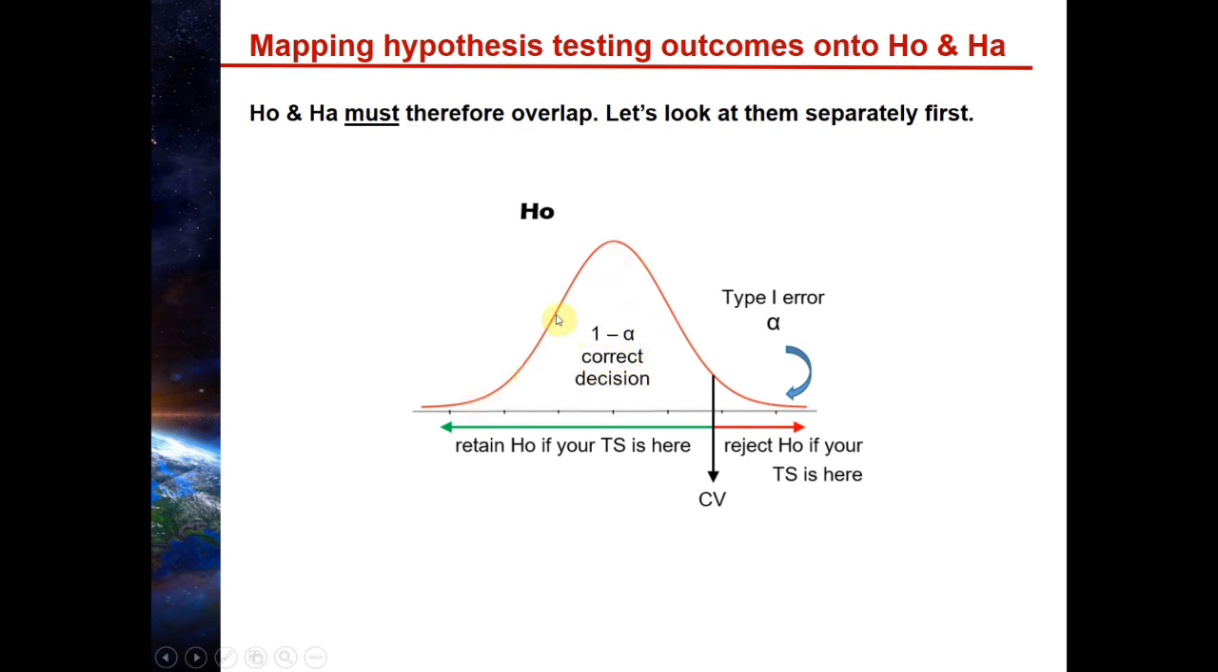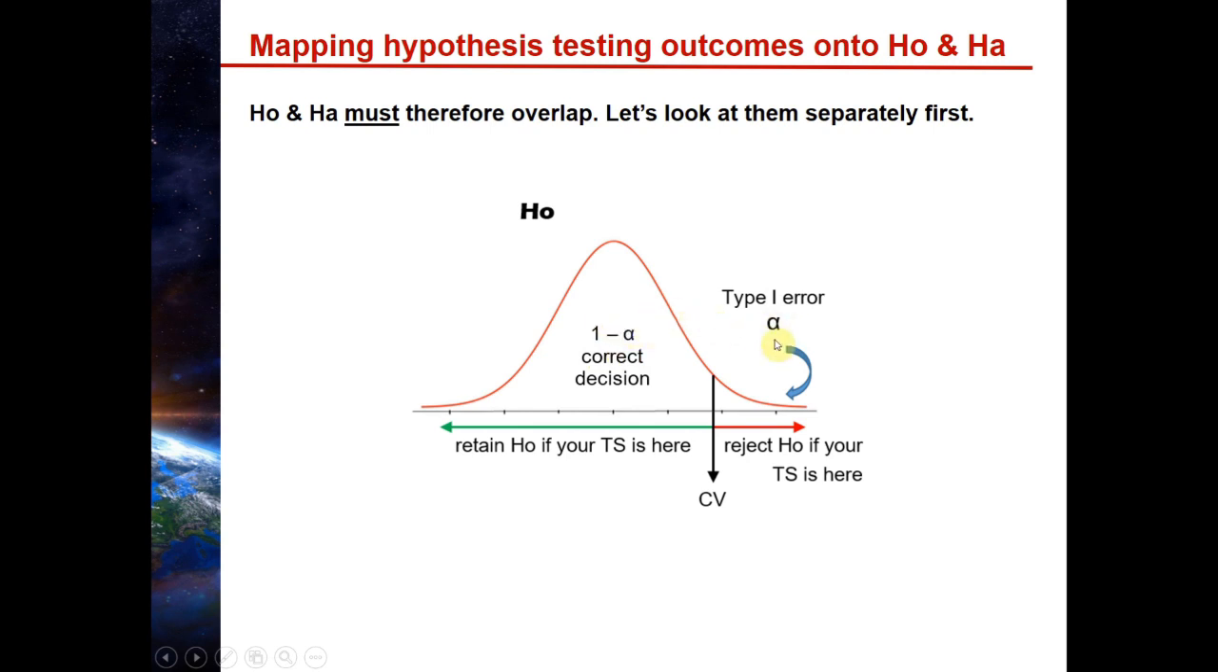Because again, the total area under H0 has to be 1 or 100%. So if you know what alpha is, the total alpha, this area here has to be 1 minus alpha. If alpha is 5%, this has to be 1 minus 5% or 95%. All right? So there's only two areas under H0. One of them is the area symbolized by alpha, and the other is the area symbolized by 1 minus alpha.